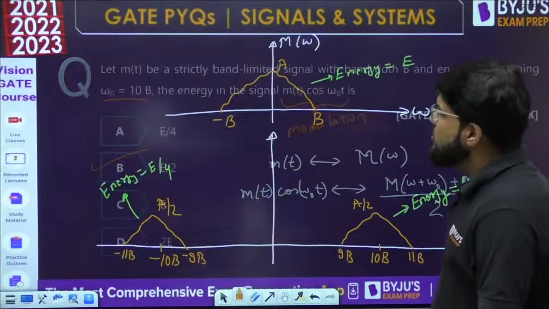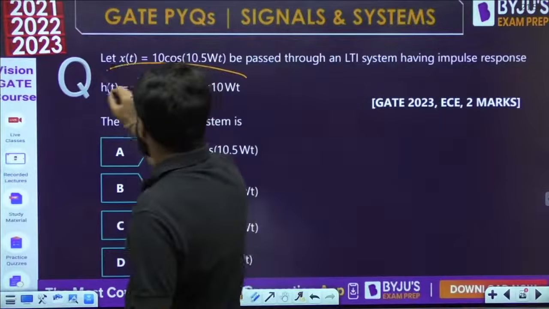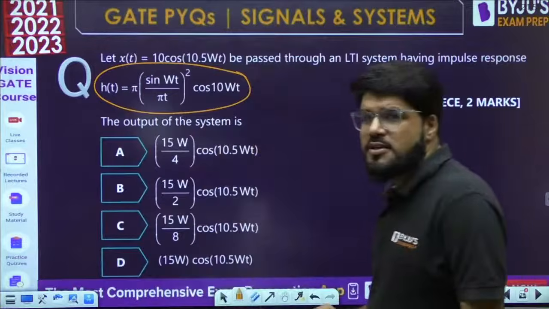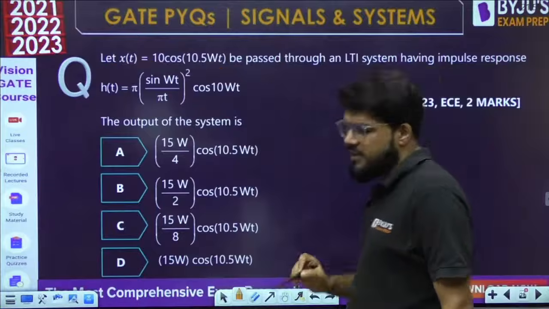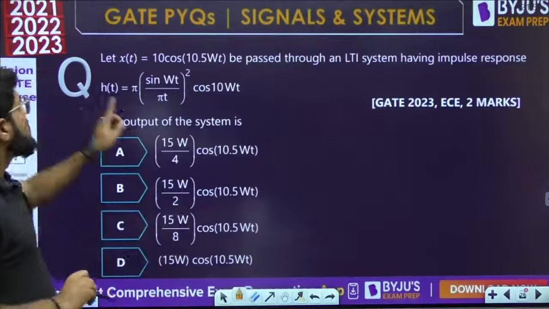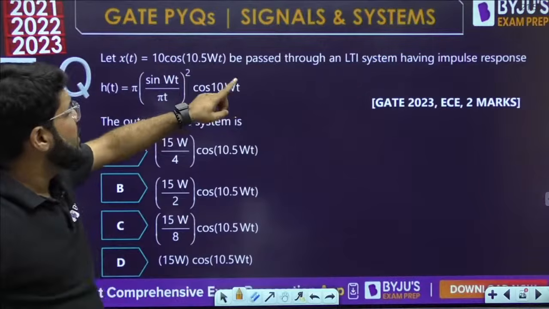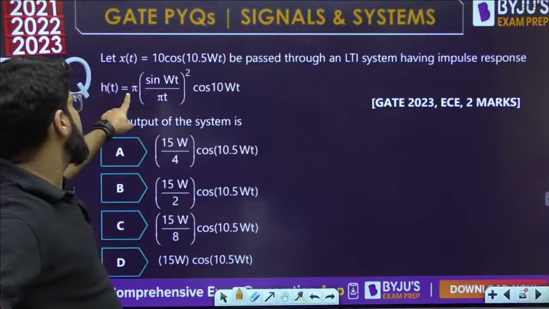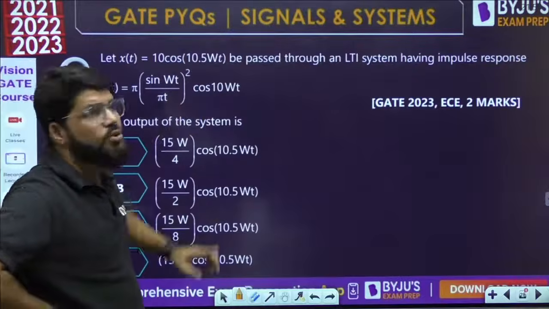Moving ahead to the next question. Again a good question that involves some sort of modulation property. It is a 2023 EC 2 marks question. Let x(t) equal to 10 cos 10.5 Wt be passed through an LTI system having the impulse response h(t) equal to pi times (sin Wt by pi t) whole square into cos 10 Wt.